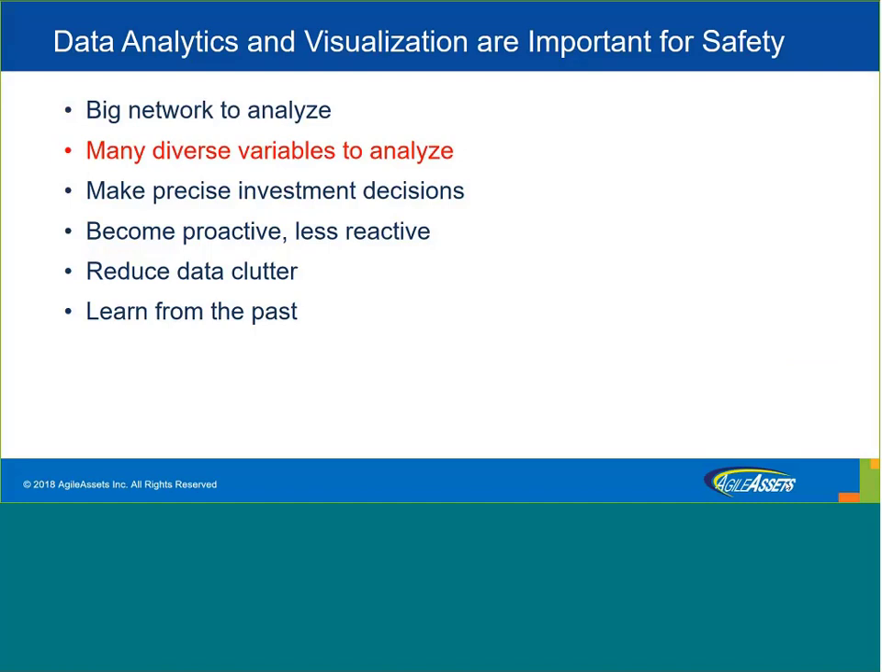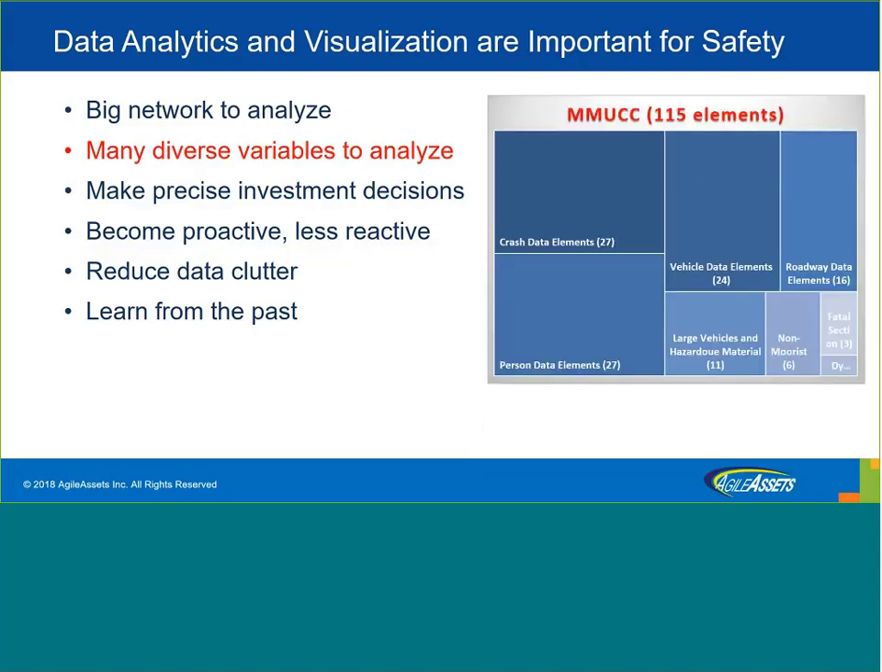We also need to deal with many diverse variables, and that means we have these MMUCC elements, which is the Model Minimum Uniform Crash Criteria. For any crash that happens in the US, you are roughly estimating 150 elements in the police record. These elements, along with the interaction of these elements, need to be analyzed to identify the risk factors so that you can come up with the best solution that can resolve the issue. So definitely these diverse variables are one of the reasons why we need better analytics to identify the root cause of the issues.